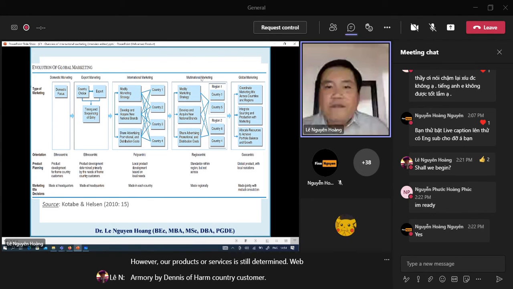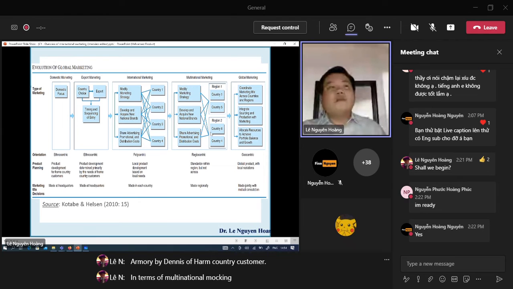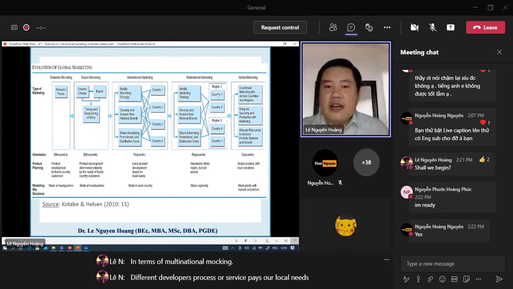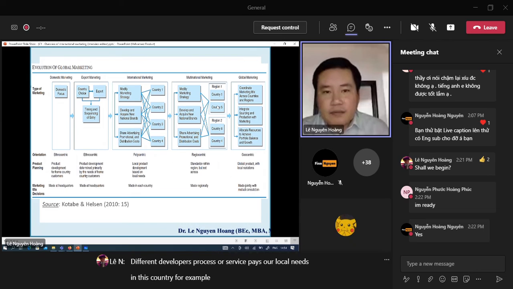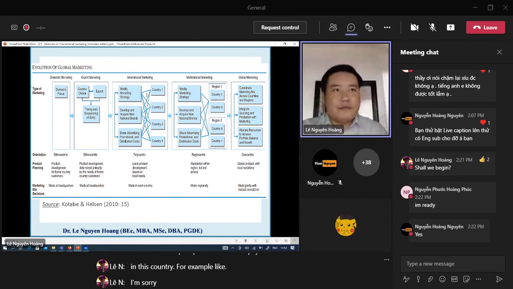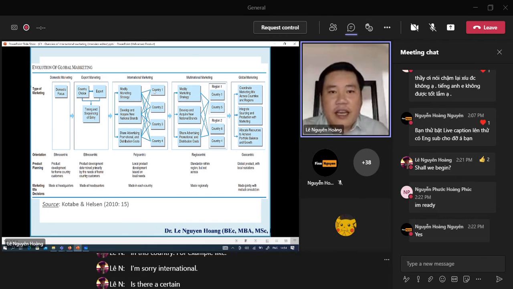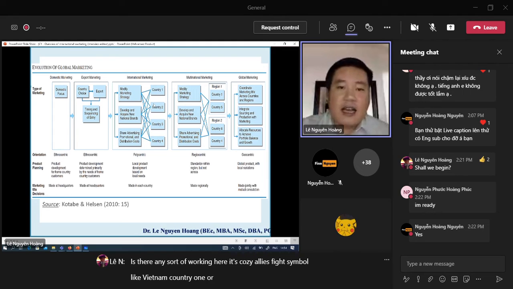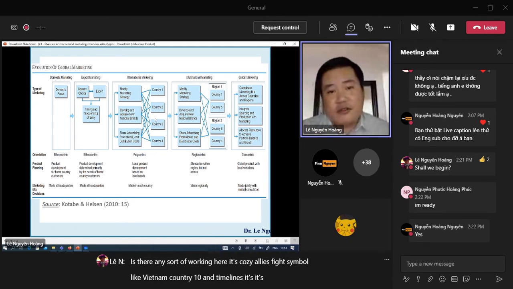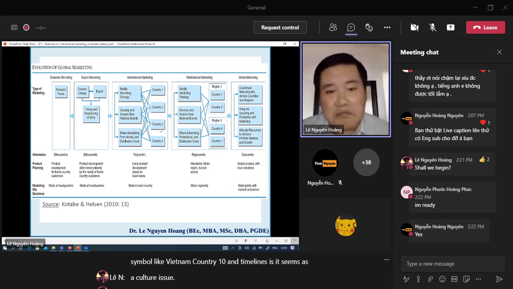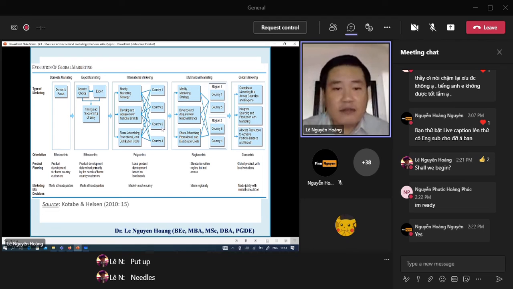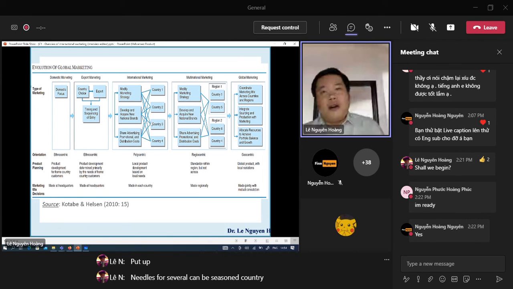In terms of international marketing, the firm develops its products or services based on local needs in each country. For example, in each country, like Vietnam is seen as country 1, and Thailand is seen as country 2. The Netherlands, for example, can be seen as country 3, and so on and so forth.